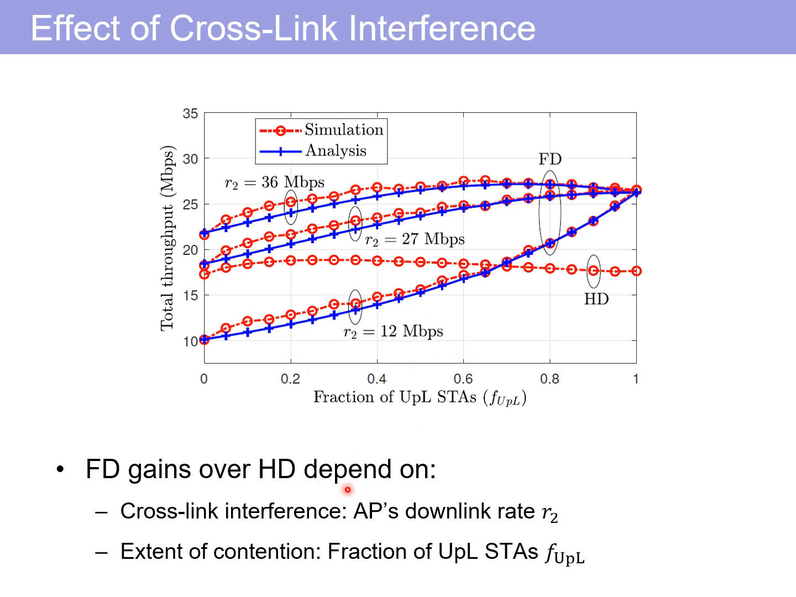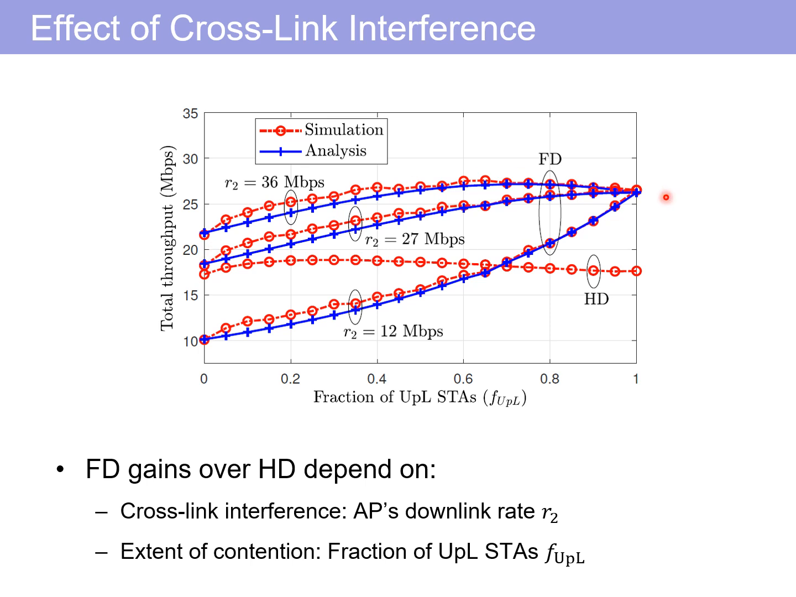The greater the cross-link interference in the network, the lower rate the AP needs to use in the downlink, since the downlink receiving station needs to successfully decode the AP's packet in the presence of this cross-link interference. For R2 equal to 36 Mbps, we see that FT achieves throughputs that are 26 to 50% greater than that of HD as FUPL increases from 0 to 0.65. For R2 equal to 27 Mbps, we see that FD achieves throughputs that are 5% to 48% greater than that of HD as FUPL increases from 0 to 1.